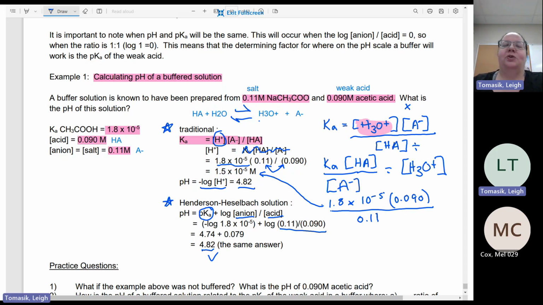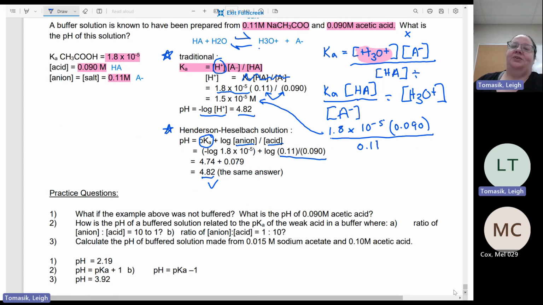right? It all depends what information is given to you and what you feel most comfortable with mathematically. If you're like me and you have problems rearranging equations, I can't believe I rearranged that equation wrong, then maybe try the Henderson-Hasselbalch equation. But you can do it either way, and it's about the same amount of work.